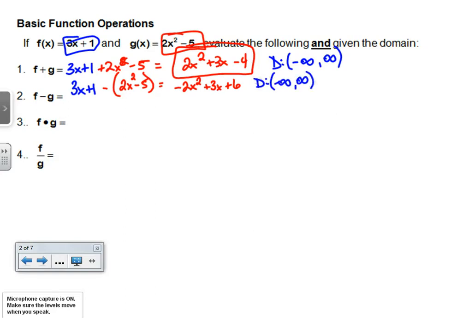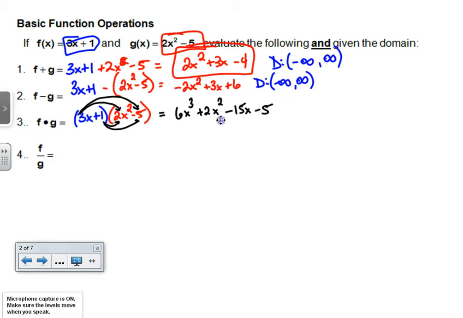no restrictions. F times g, we're going to take this binomial, and notice I'm putting them both in parentheses, and we're going to multiply it by this binomial, also known as a foiling problem. So 3x times 2x squared is a 6x to the third, and you can FOIL this in whatever order you want. I like to do this in standard form order. So I'm going to put a plus 2x squared and a minus 15x. Any order is fine though, like I said. We have another polynomial, no more like terms to combine, and the domain, because it's a polynomial, it's a cubic this time, is still negative infinity to infinity.